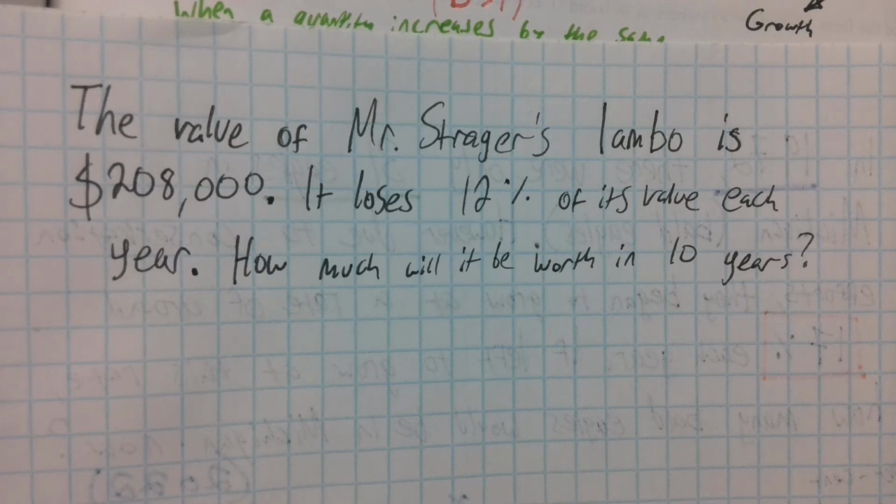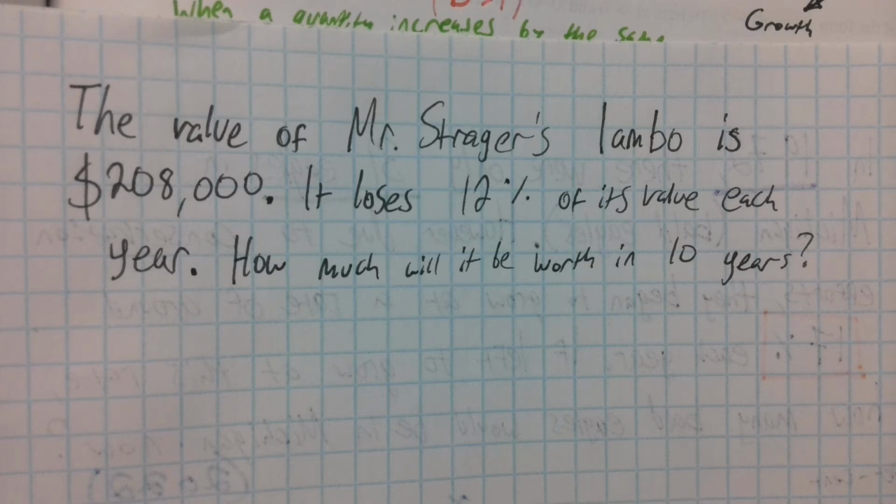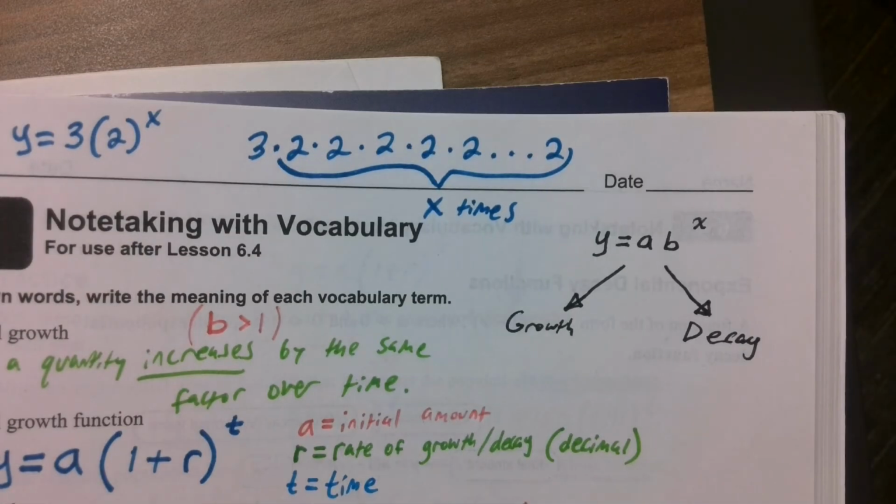So here's the problem. The value of Mr. Strager's Lamborghini is $208,000. It loses 12% of its value each year. So the question is, how much will my Lamborghini, which I totally have, be worth in 10 years? This is a little bit of a tough one. Well, we know our formulas. We have a couple of them that we can use.